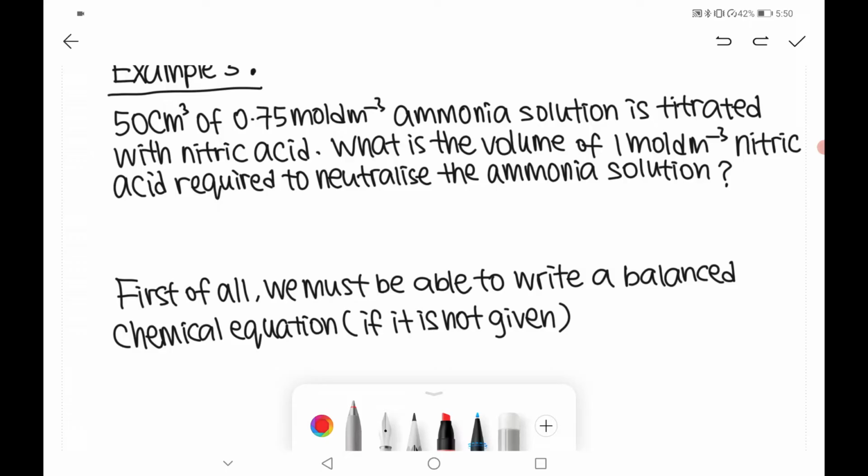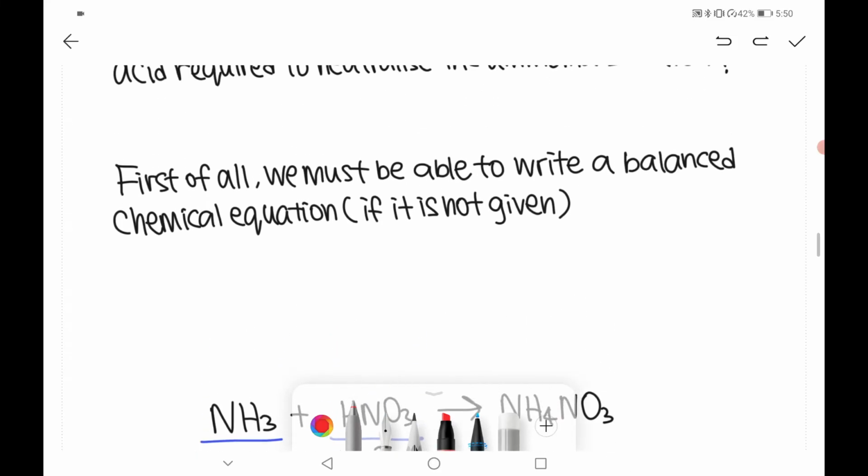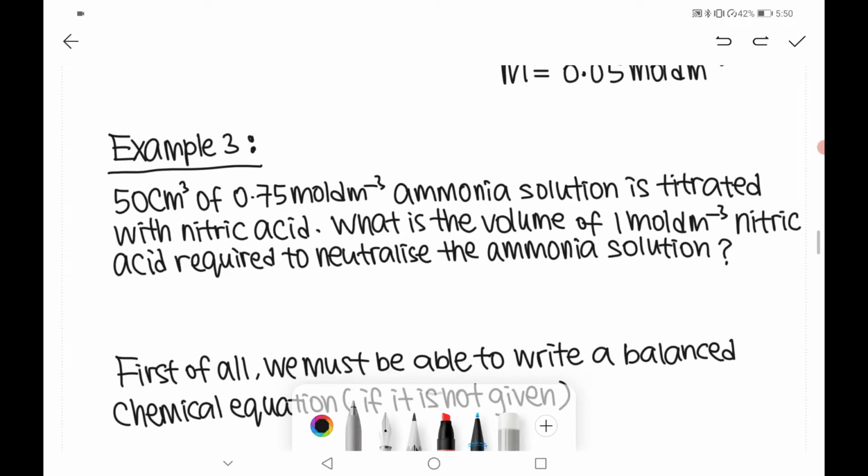We must know how to write a chemical equation ourselves if they never give us. Okay, so how to get this chemical equation? You learned this previously in your lesson number 4. Okay, so let me show you.